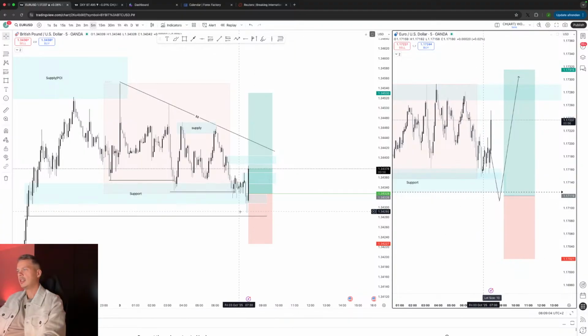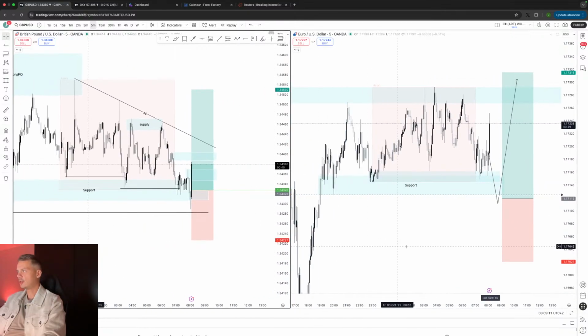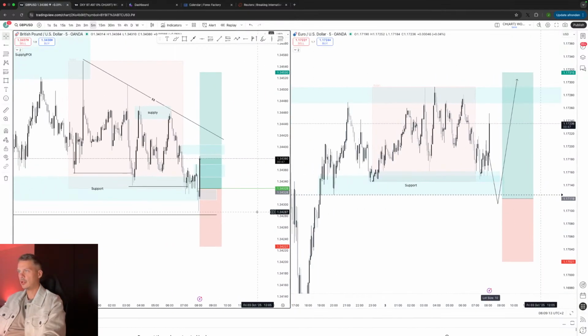Look at this. This is just beauty. This one sweeps, this one doesn't. This is why we have the two screens next to each other, because we always want to see the difference, right? The divergence between the two pairs.